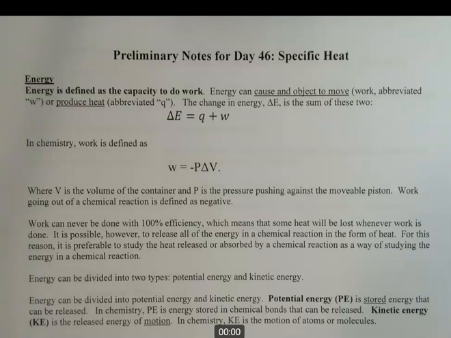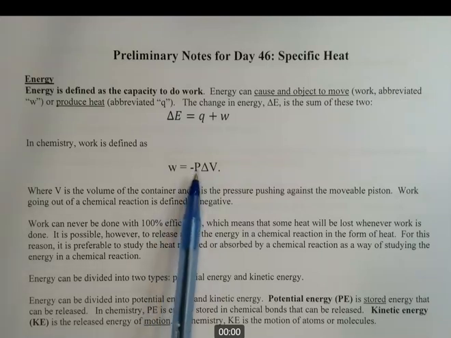In chemistry, work is defined as pressure times the change in volume. So if you have an amount of pressure pushing in on the chemical reaction and the volume expands, that's the work that it's done. If there's no pressure pushing in on something, then there's no work done. The reason it's negative we'll get to in a short while, why that's a negative pressure times change in volume.